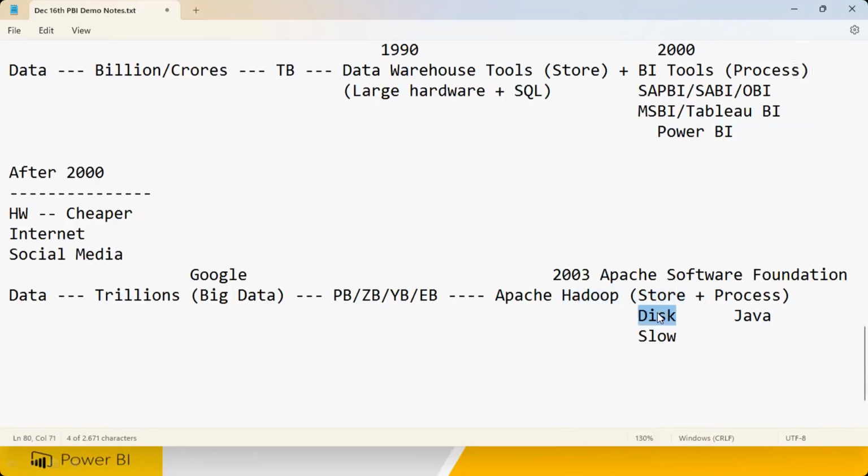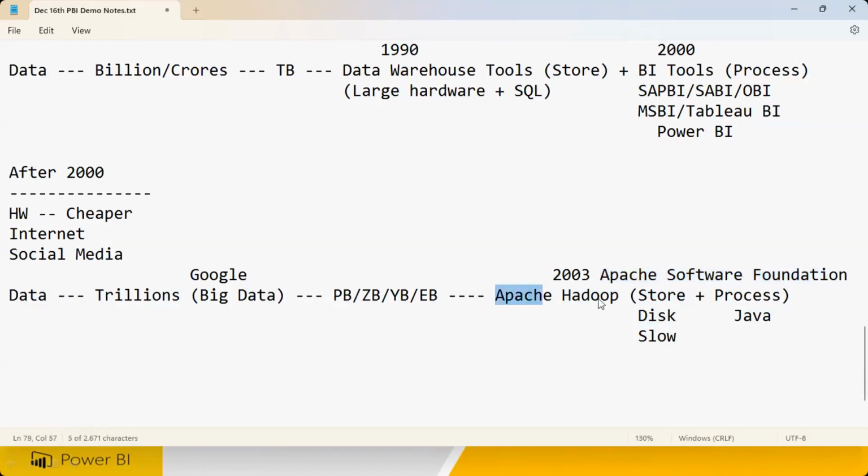It stores the data on the disk and does the processing. Processing means I want to know the sum of the sales, I want to know the average sales, I would like to apply mathematical formulas on the data. It is slow because the data is on the hard disk. So the feedback was immediately taken by the Apache Software Foundation.